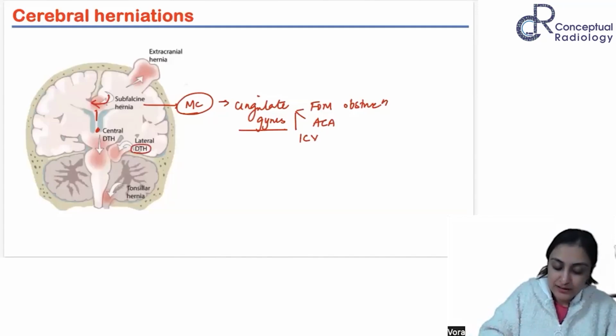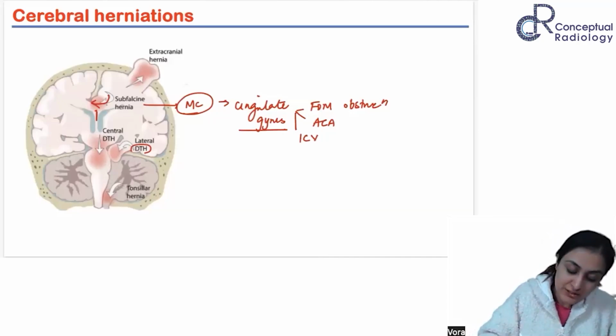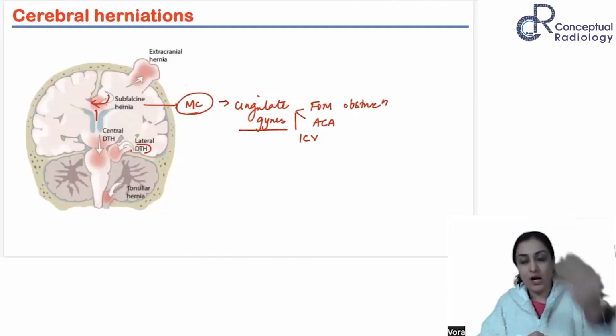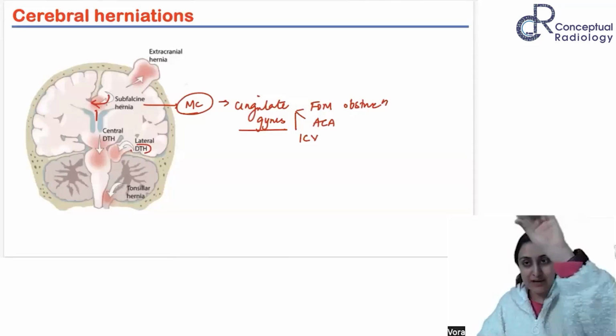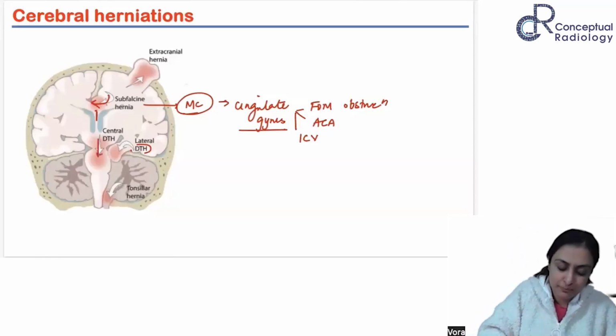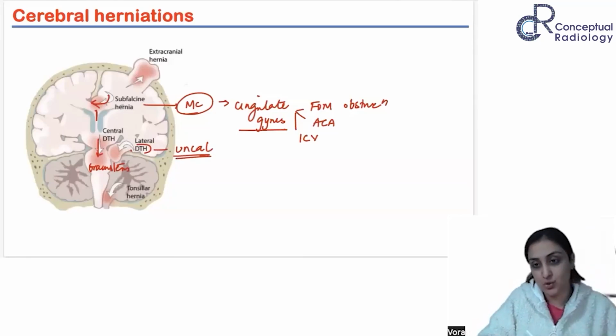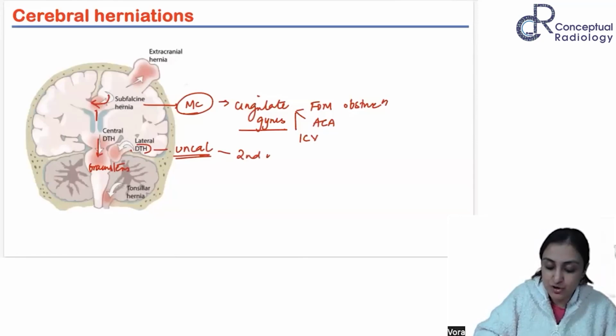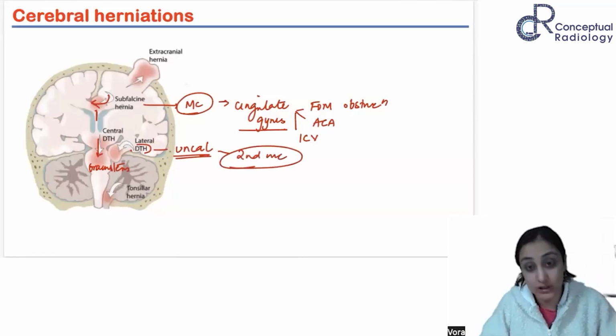Then you may also have descending transtentorial herniation. Ascending also happens, but that's very rare, through the tentorium. What is more common is descending transtentorial herniation. It could be central, but what is more common is lateral. Central is where you have the uncus going down. In lateral DTH, we have the uncus as well as the parahippocampal gyrus going down. In central DTH, we have the brainstem only, herniating through the center. So DTH is the second most common herniation, descending transtentorial herniation.